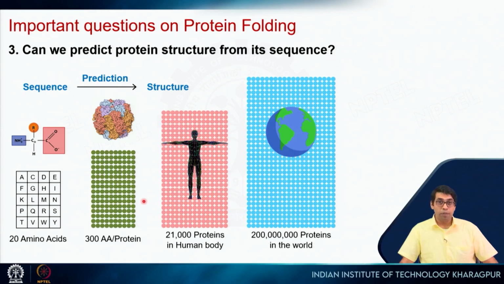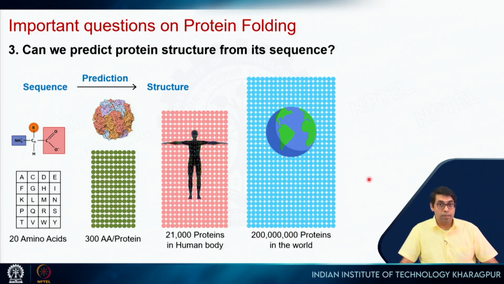And that is very important, because it turns out that, so these are just some numbers, right? Proteins are made up of 20 amino acids. In bacteria, the average size of a protein is 300, so there are 300 amino acids per protein. In humans, we have 21,000 proteins. And if we consider all proteins on this planet, there are 200 million proteins, right?